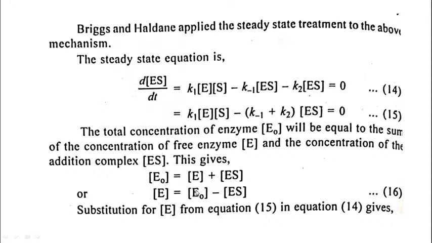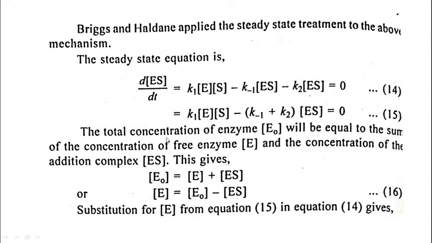See, the steady state equation is rate of the formation of the intermediate with respect to time, it is equal to k1 into E into S minus k minus 1 into ES minus k2 into ES. ES is common here, you can see. So in bracket we can write k minus 1 plus k2 into concentration of ES becomes equal to 0.